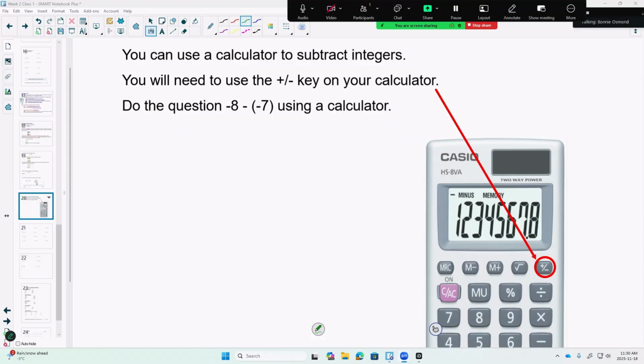Now do the question negative 8 minus negative 7 using a calculator. You do the same thing. Punch in your 8 first. Hit the plus minus key to make it a negative 8. Then use the subtraction key, and then hit the 7. Hit the integer key to make it a negative 7, and you'll get your answer.